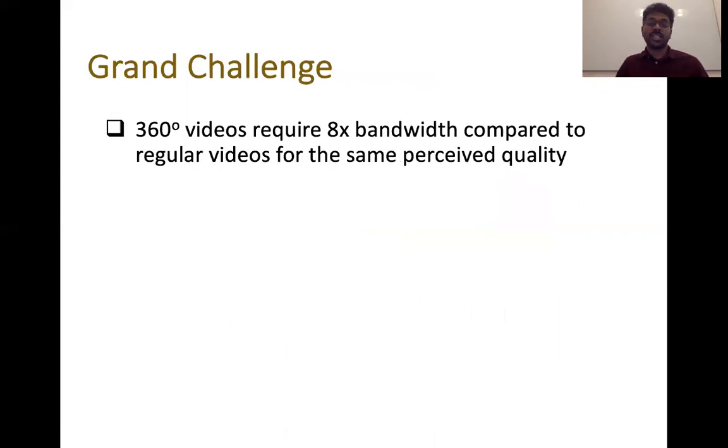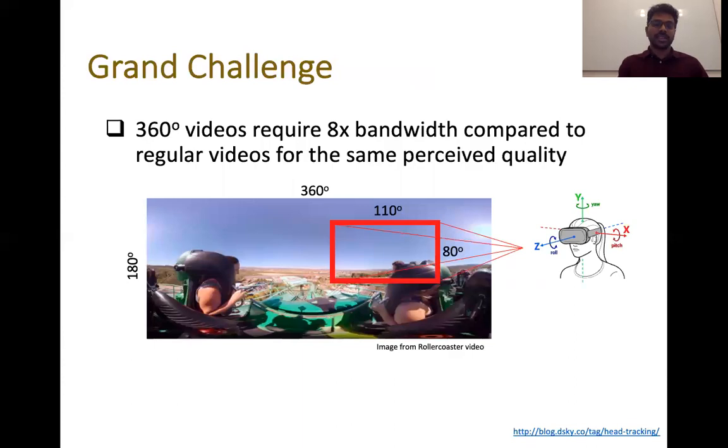But the grand challenge with the 360-degree videos is that they require 8 times more bandwidth compared to regular videos for the same quality. To illustrate with an example, here is a panoramic scene that is extracted from one of the 360-degree videos. Here the client downloads this entire panoramic scene and renders only the small portion that is shown in this red rectangle in the virtual environment, based on the user's direction of view.